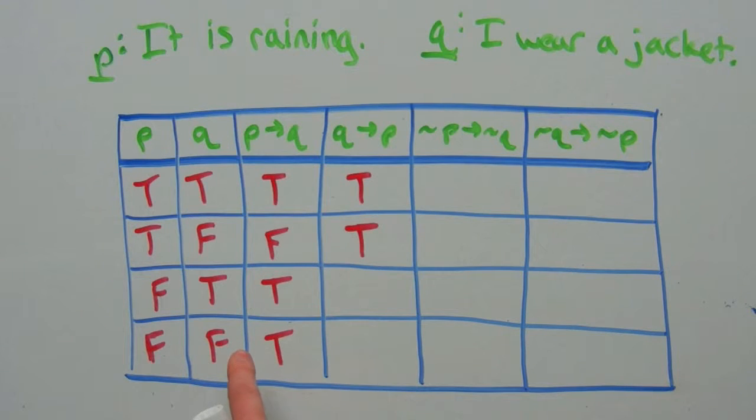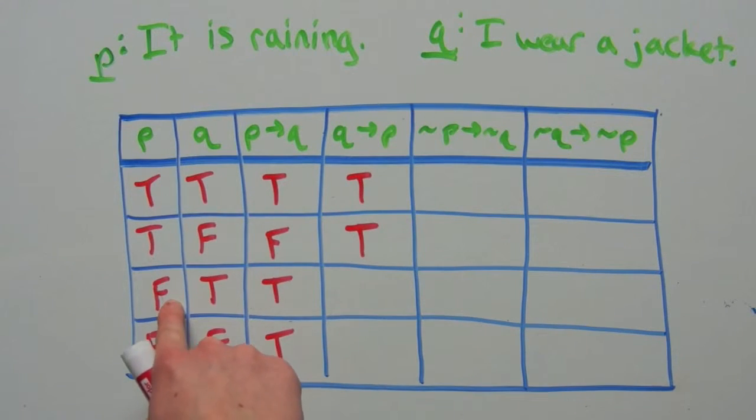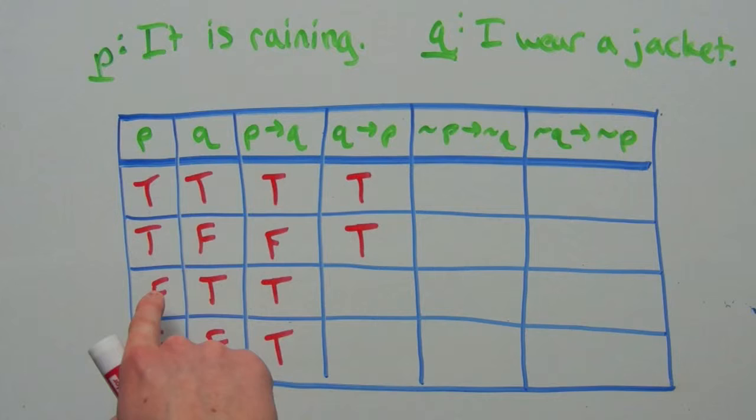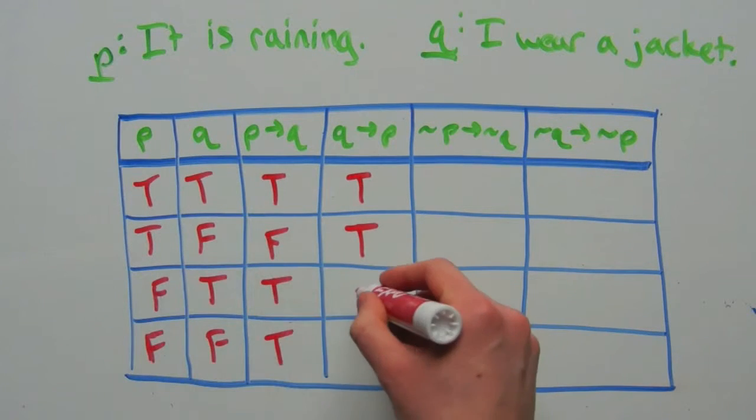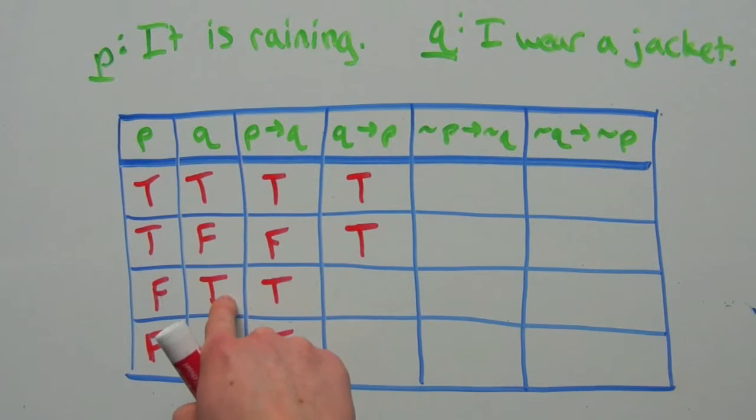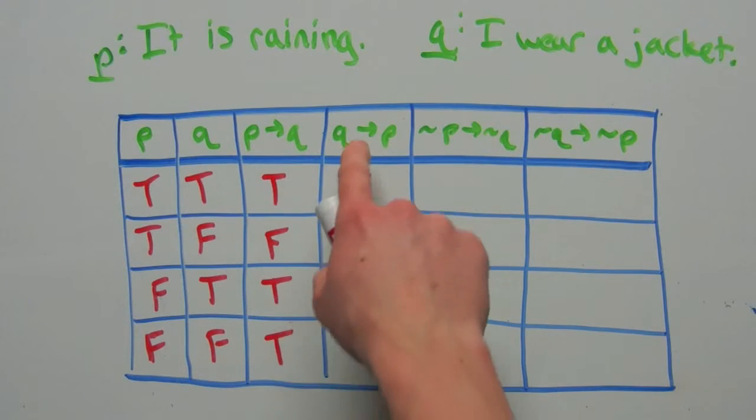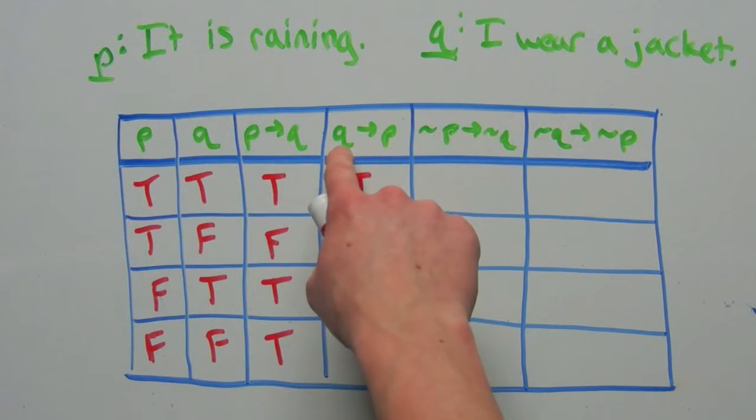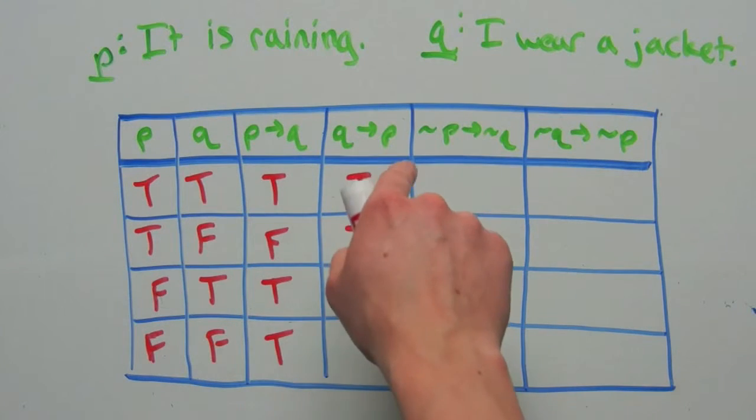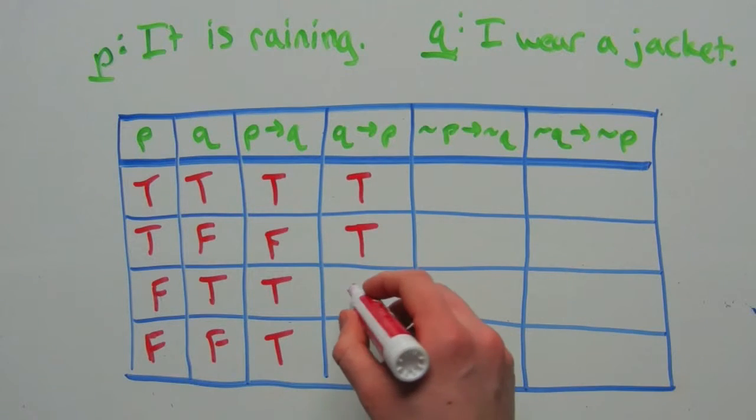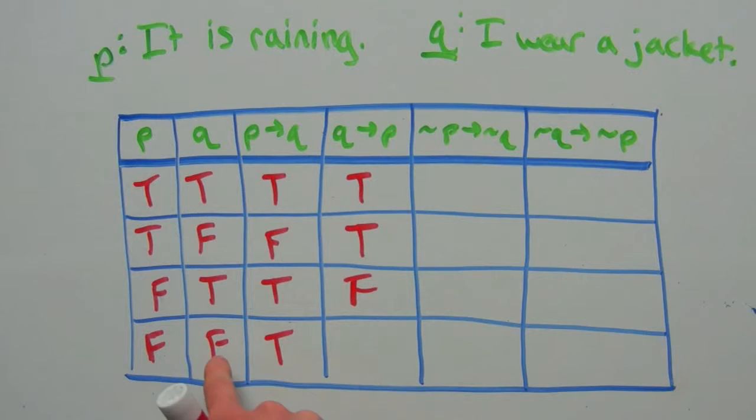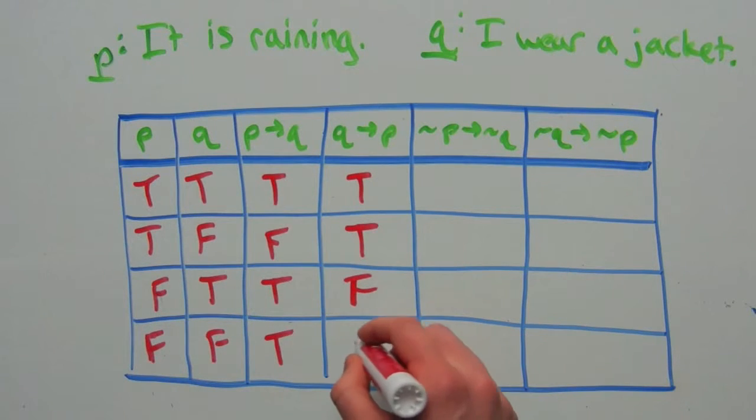However, true implying false is still false. You cannot have a true hypothesis imply a false conclusion. In the case of the converse, our Q becomes our hypothesis and our P becomes our conclusion. Therefore, this is false, and then false implying false is true.